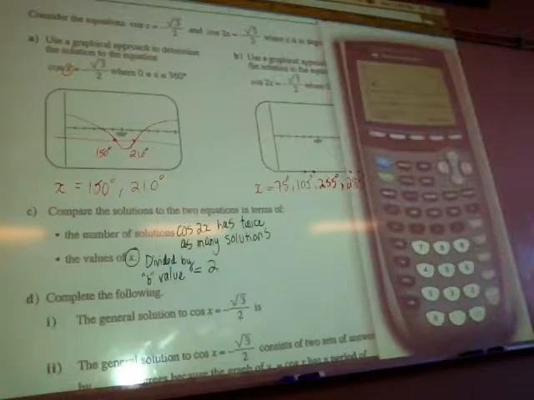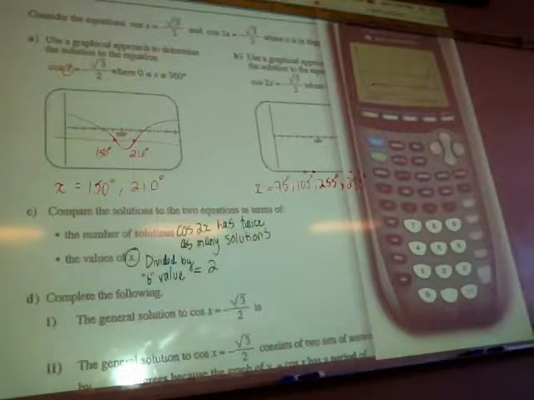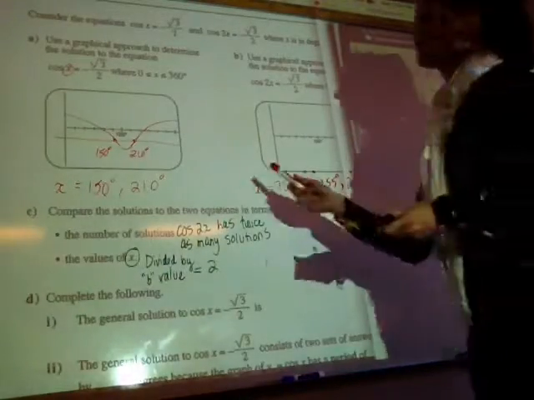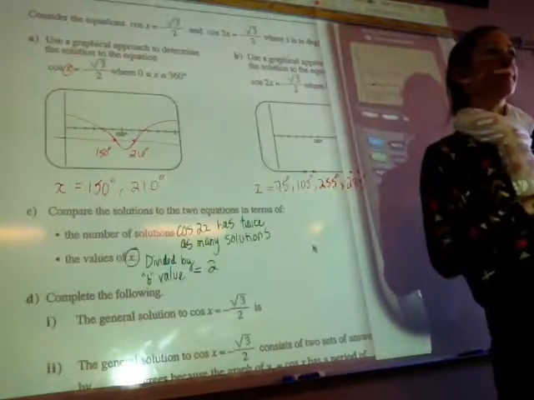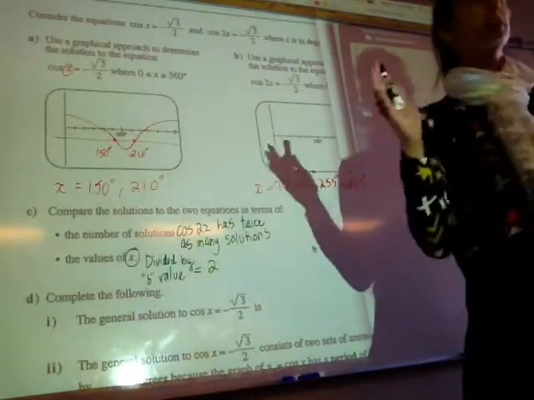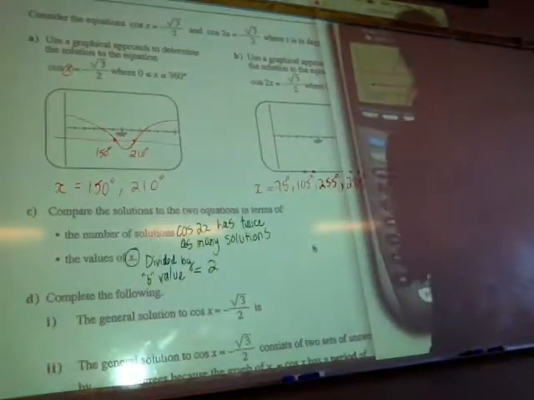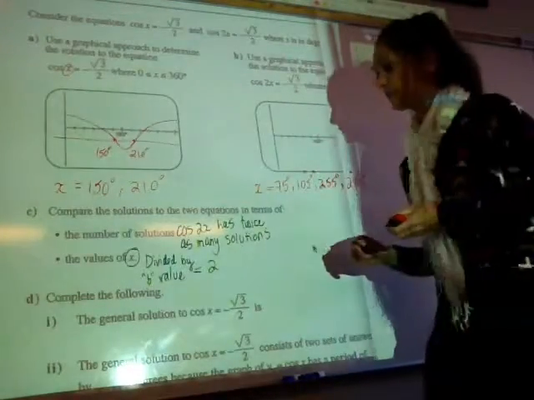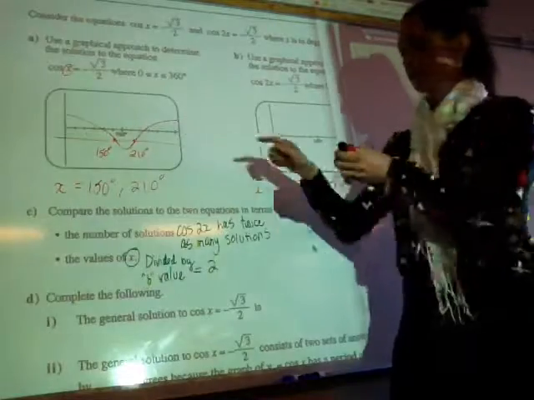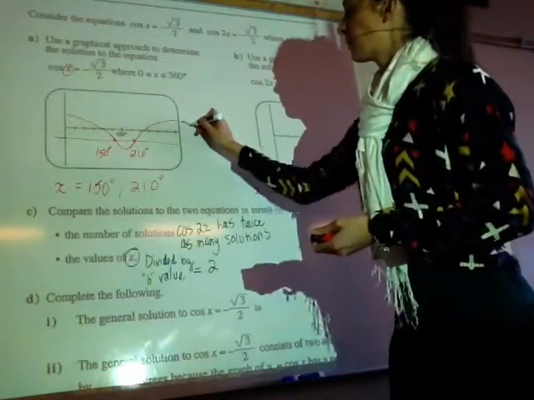So just reviewing from a few lessons back, if we were to talk about the general solution of cosine x equals negative root 3 over 2, okay, what is the period for cosine x? You guys remember? What's one period for cosine? 2 pi, good, or 360 degrees, because we're talking in degrees. So how would I find the next solution?